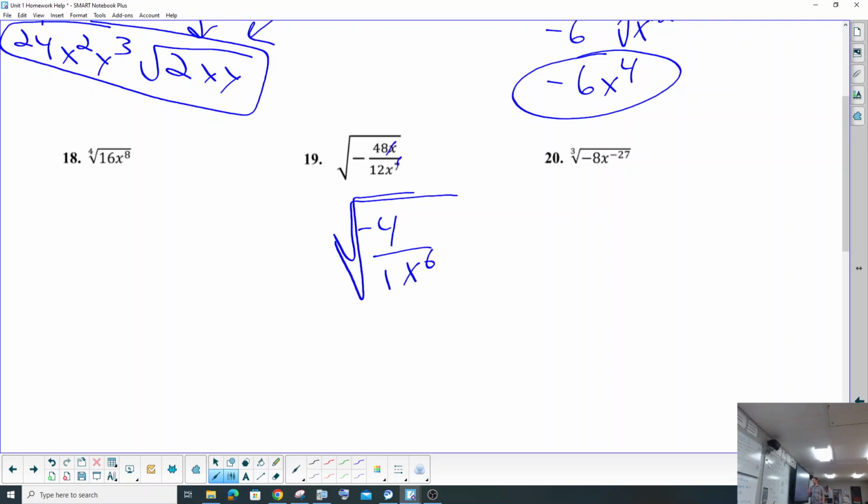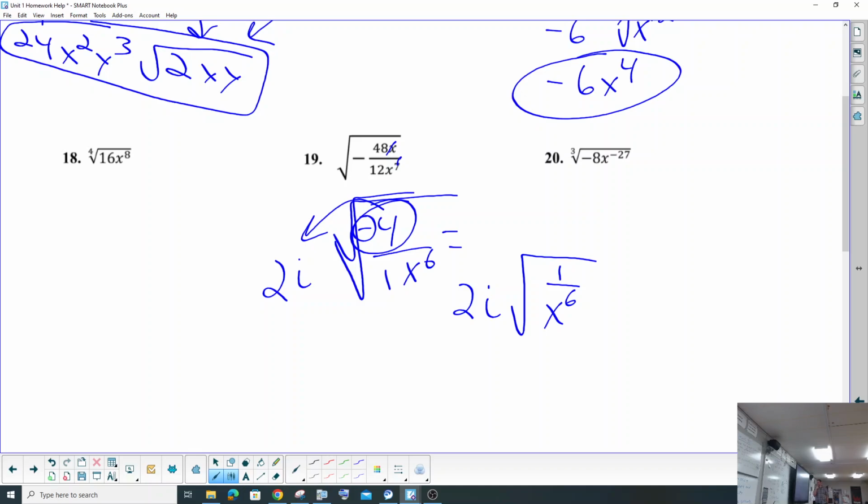We still have the square roots. So now we have the square root of 2 and the negative. So that's going to be able to pull an i out, as well as a 2. Be careful. So then we have the 1 over x to the 6th power. Okay, so the square root of 1 is just 1. That's fine. But we have 3 of those. We have x squared, x squared, x squared. So we have 1, 2, 3 of those in there. So that's going to come out as 2x to the 3rd power i.